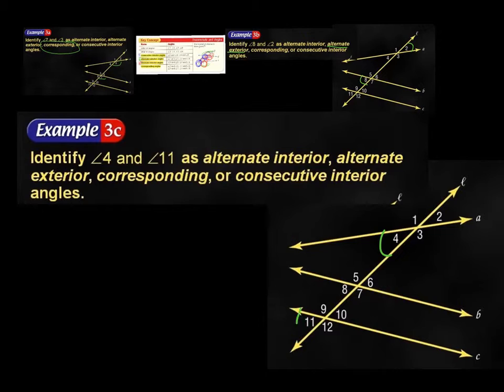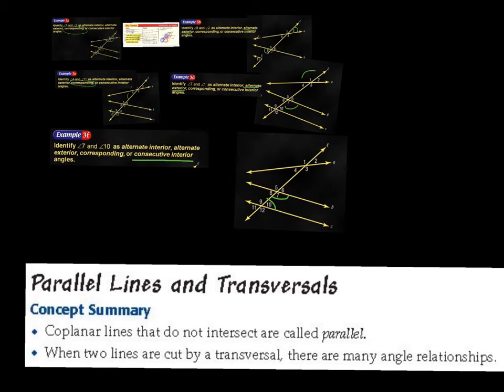Angles 4 and 11 are also in the lower right-hand corner of their set, and so they are also corresponding angles. Angles 1 and 7 are on the outside of the lines on the opposite sides of the transversal, so that's alternate exterior. Angles 7 and 10 are on the same side of the transversal and they're next to each other, so they are consecutive interior angles.